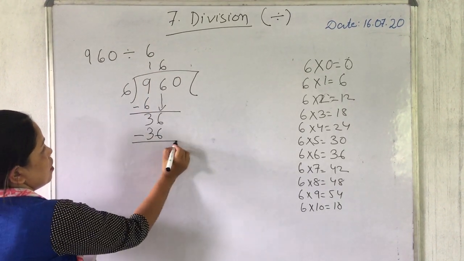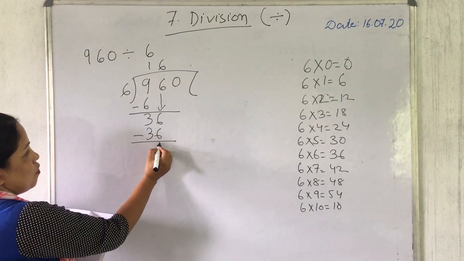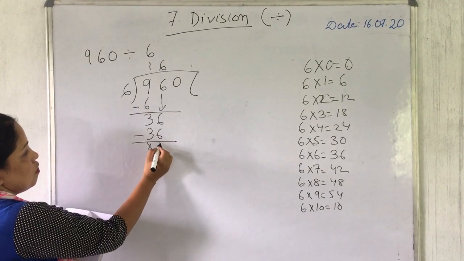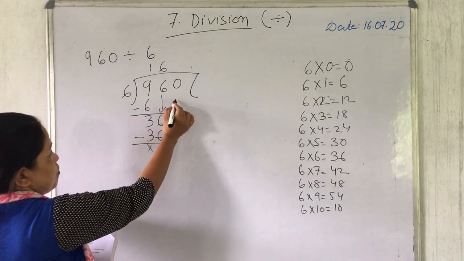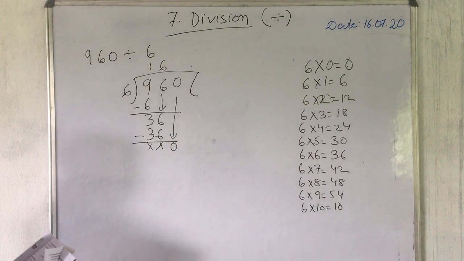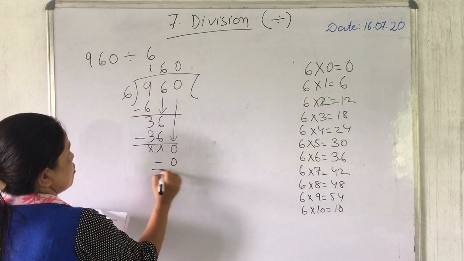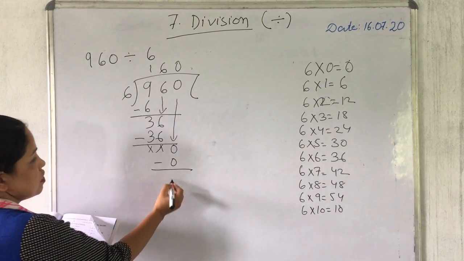Okay children. Now subtract it. 6 minus 6 is 0. 3 minus 3 is 0. Or you can cross it out. Now put this 0 down here. Now in 6 table, 0. No, isn't it? So 6 zeros are 0. That means 0 minus 0 is 0.